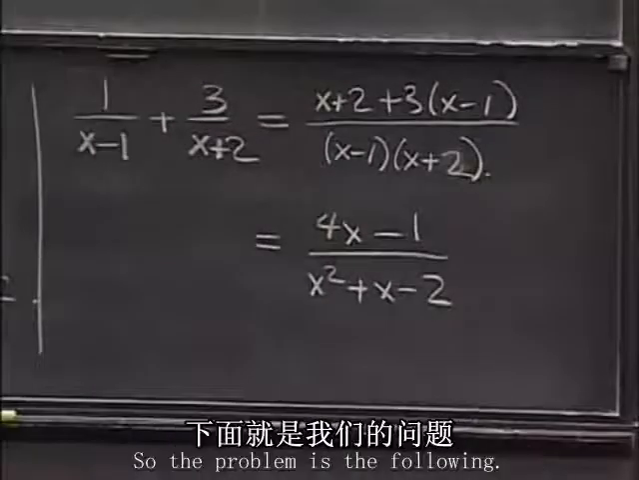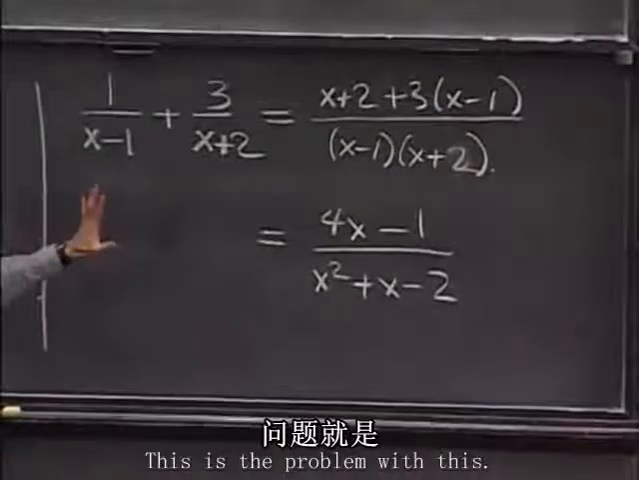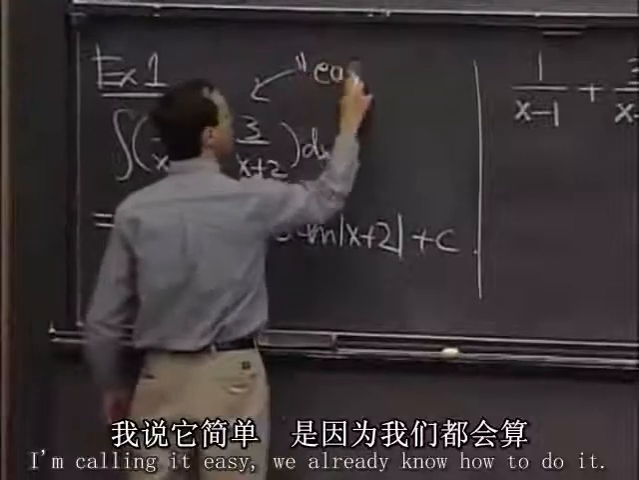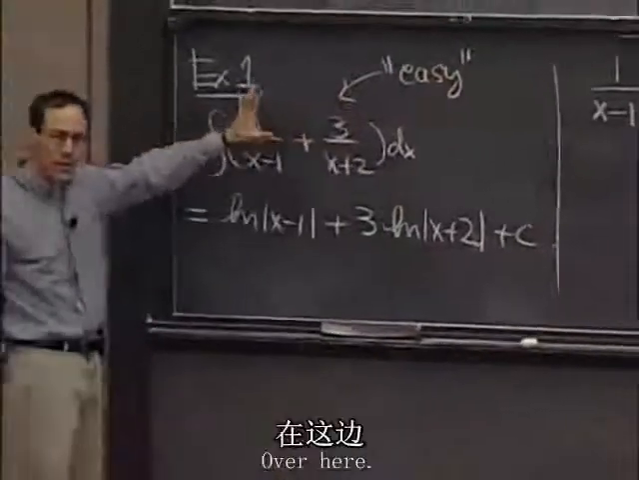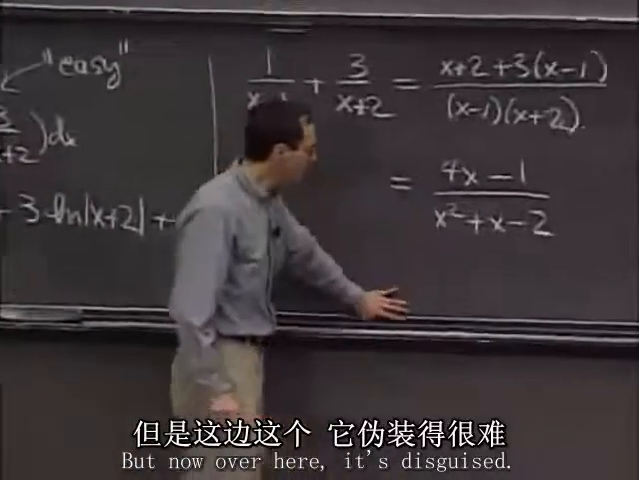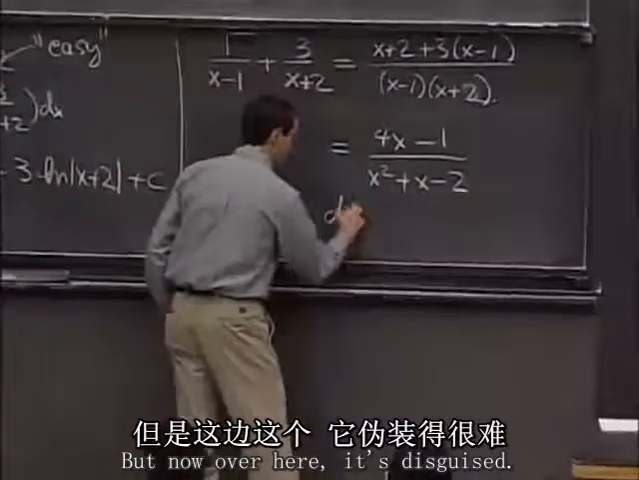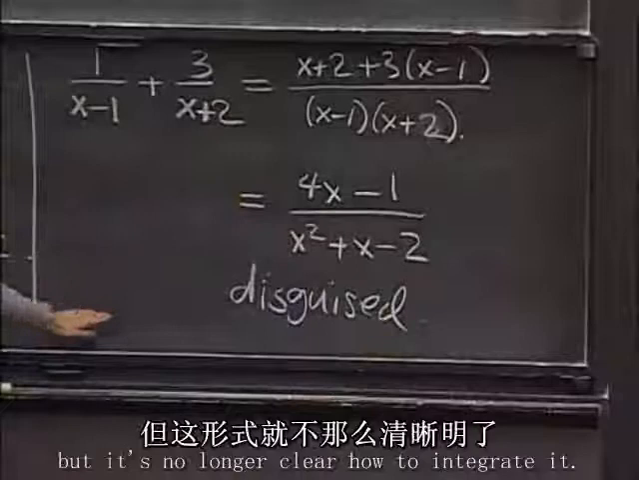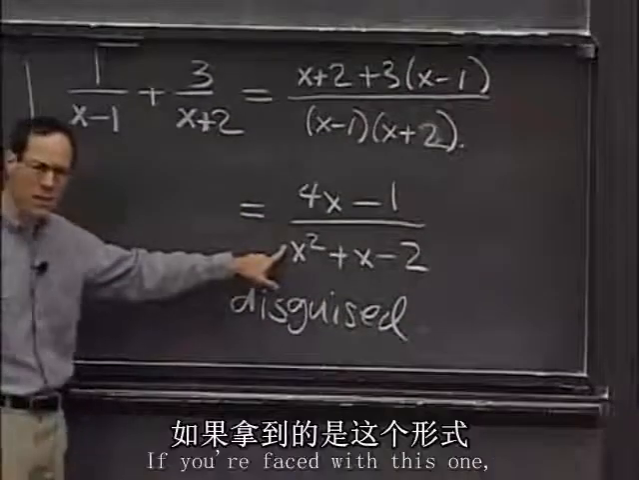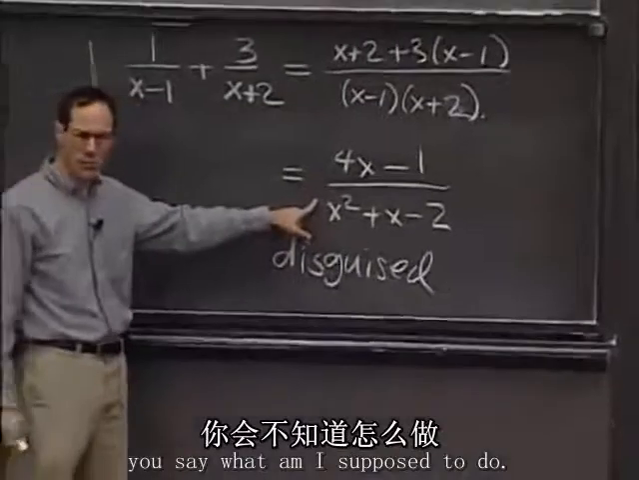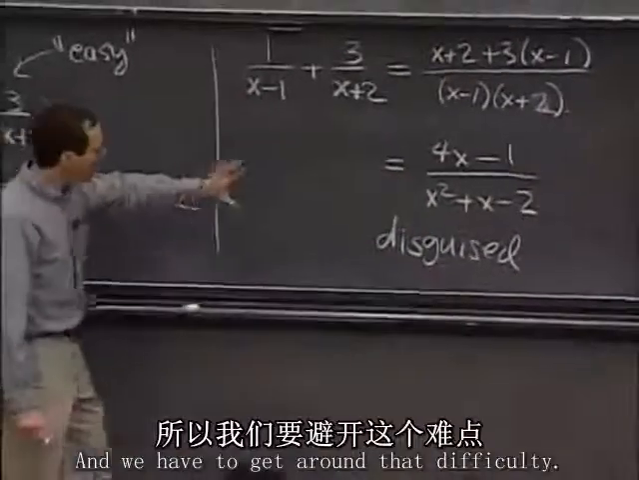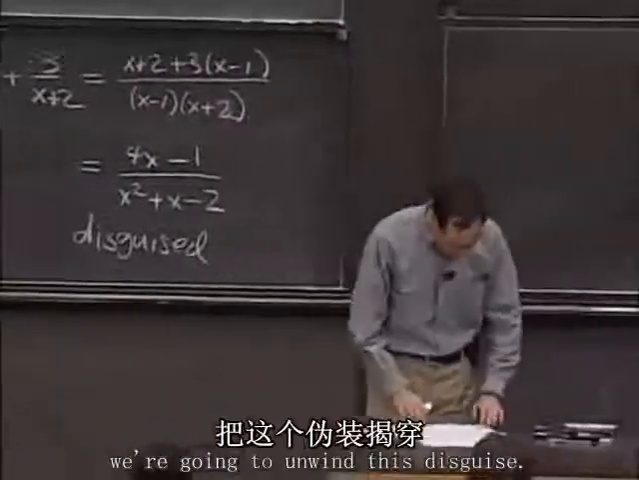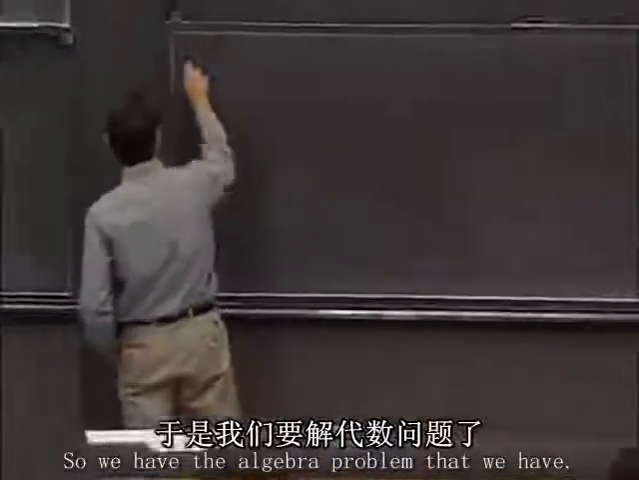Okay. So the problem is the following. This integral was easy, right? I'm calling it easy. We already know how to do it over here. But now, over here, it's disguised. It's the same function, but it's no longer clear how to integrate it. If you're faced with this one, you say, what am I supposed to do? And we have to get around that difficulty. And so what we're going to do is we're going to unwind this disguise. So we have the algebra problem that we have.